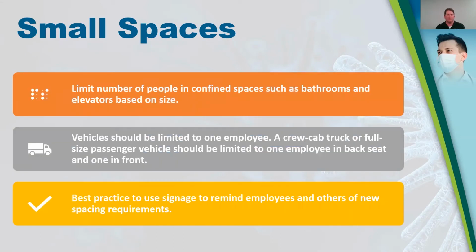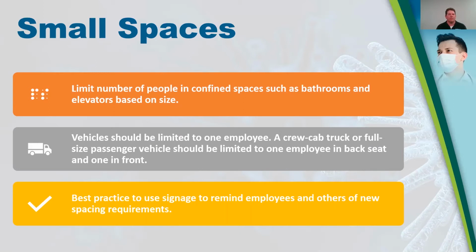Small spaces. One of the other administrative controls that we can do in our building is limit the number of people in confined spaces, such as bathrooms and elevators. We talked about using every other men's urinal to ensure social distancing. We also have the elevators. Depending on the size of your elevator, are people able to keep that 6 foot social distancing recommendation in place? Or do you need to put a sign on your elevator that says single use only or something along those lines?